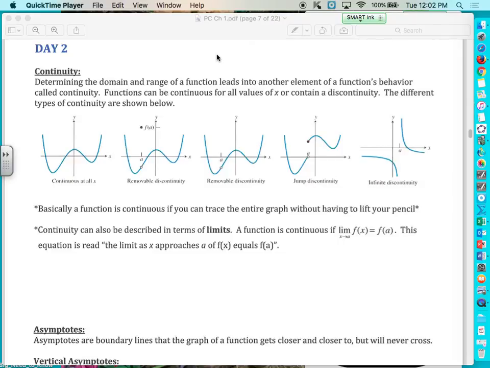Right, so this is the continuation of the notes for 1.2. So you're looking at continuity, and to determine if a function is continuous, the basic way to describe that is you're able to draw the graph without lifting your pencil point up. So you can draw that first graph without lifting your pencil point up.